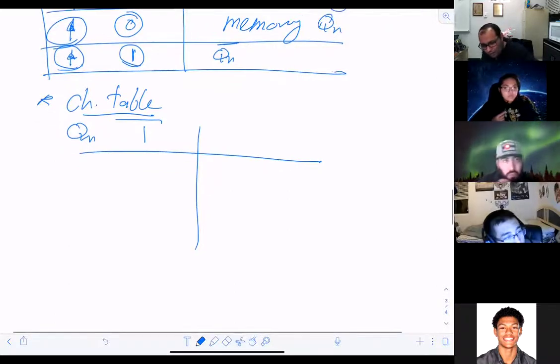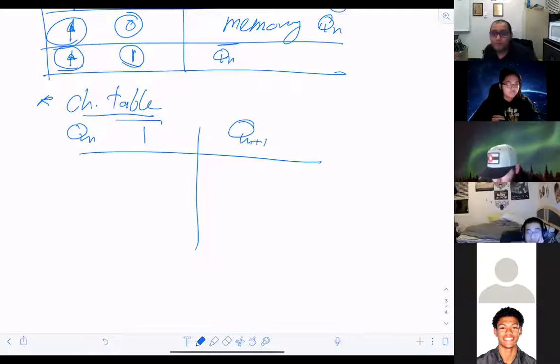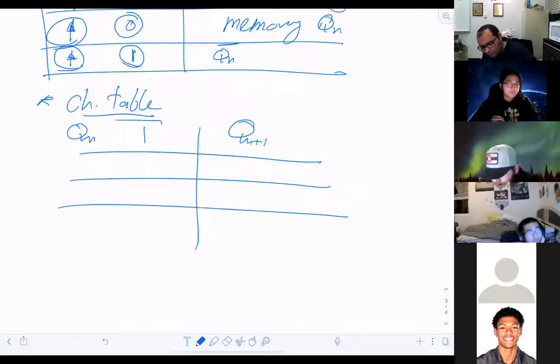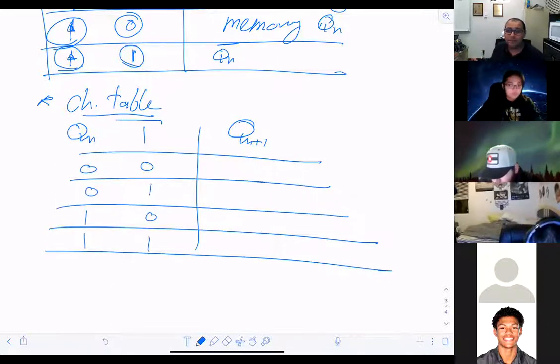So now I have two inputs. That means it's providing me with how many states? So four. Four states, you're right. So it's going to be 1, 2, 3, 4. Qn: 0, 1, 0, 1; T: 0, 0, 1, 1. Right? Now is the lovely part.